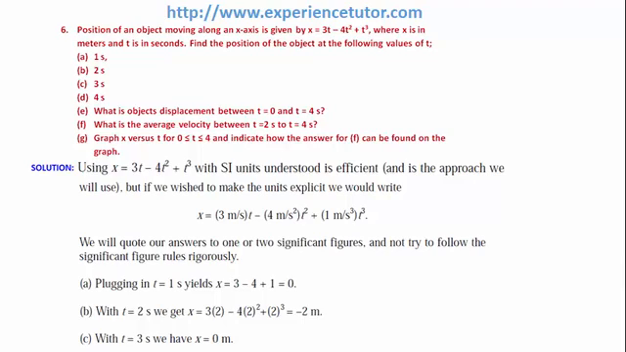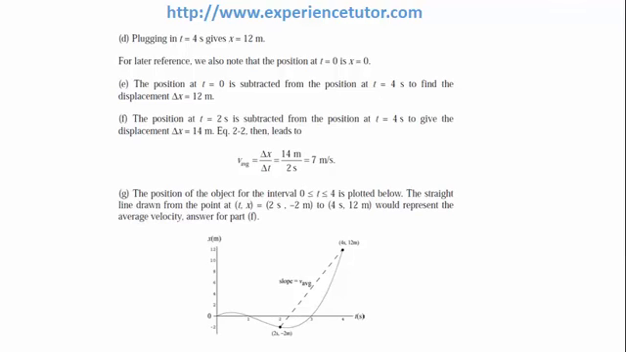If we subtract the position at t is equal to 0 from the position at t is equal to 4, we get the displacement, that is delta x is equal to 12 meter. The position at t is equal to 2 second subtracted from the position at t is equal to 4 second will give the displacement delta x is equal to 14 meter. Now average velocity is delta x upon delta t, that is 14 meter upon 2 second, that is 7 meter per second.